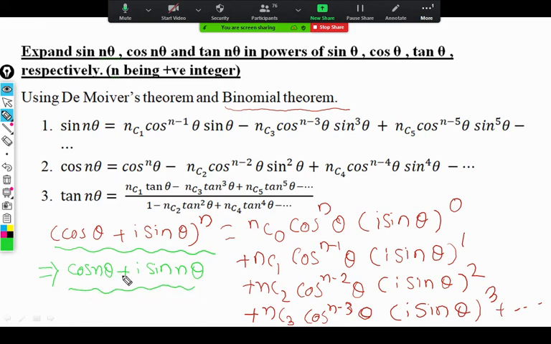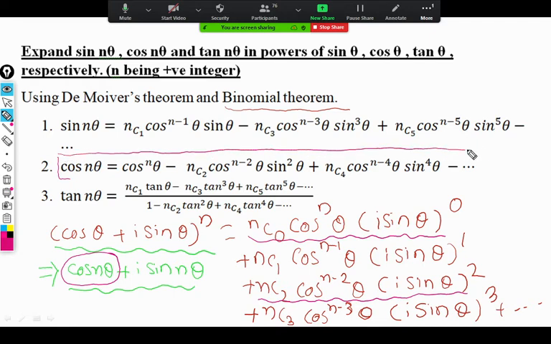Now if we compare the real part with the real part, you will observe the real part of the left hand side is cos n theta, and the real part of the right hand side is this one. The first term is the real part, because (i sin theta) raised to 0 is a real number. The second is an imaginary part, so it will not come there. So this is the next term and the next term. This will be the formula you get by comparing the real part. When you compare the real part on both sides, we get cos n theta equal to this much.